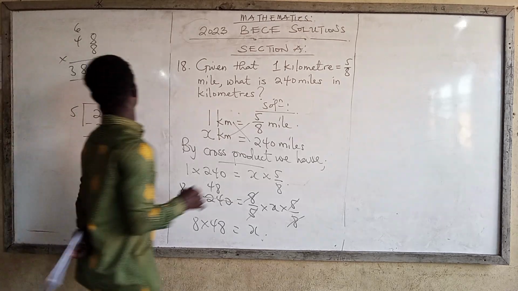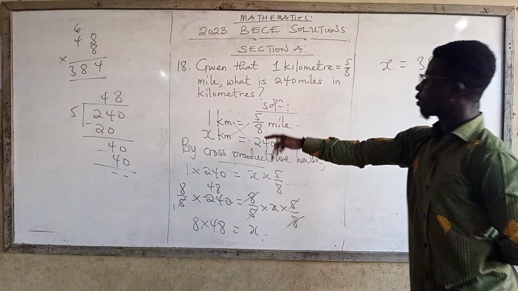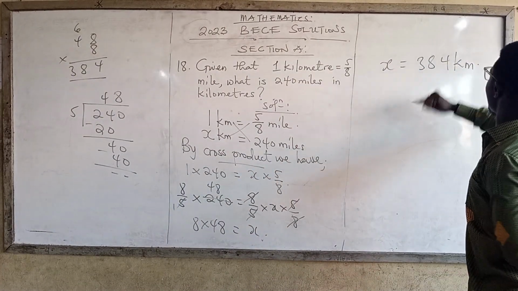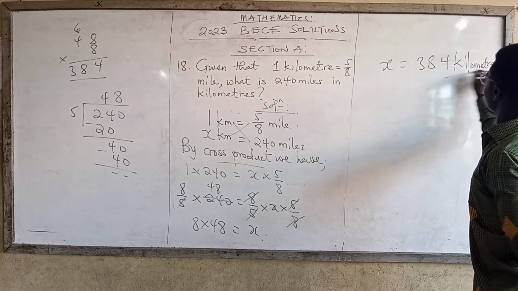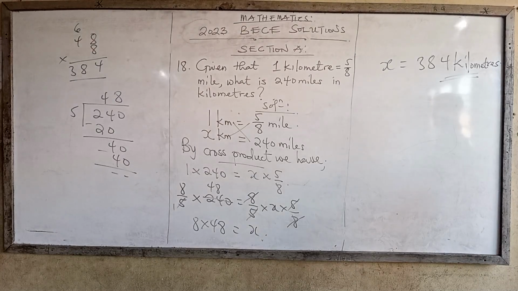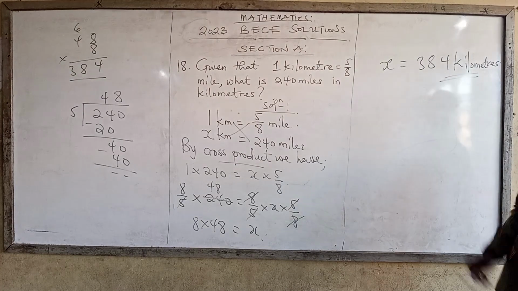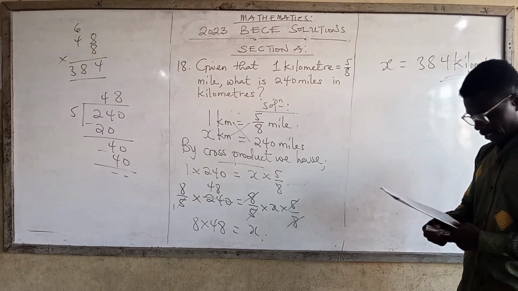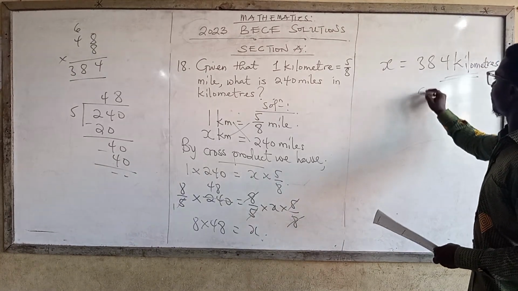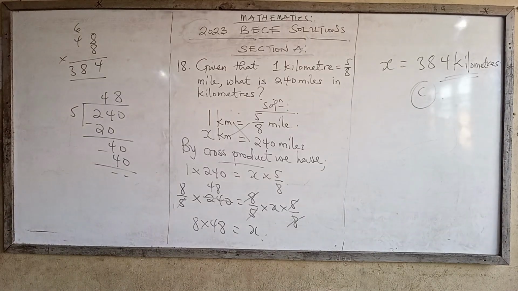So we have 384. So 384 kilometers. So now 240 miles is equivalent to 384 kilometers, which is option C for cat. Option C for cat. Let's move on to question 19.